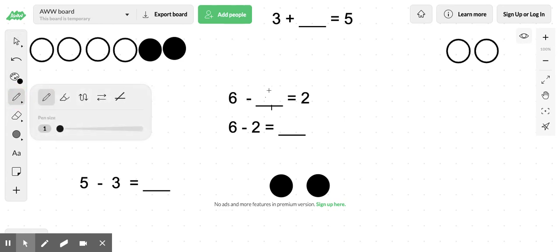So if you do that, 6 subtract 2, you should get 4. And 4 would be the missing number that goes up here, just like we got with the circles.